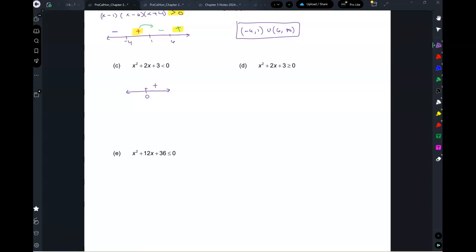Does it depend? What will it be if it's negative 1? What if you put negative 10? It's always going to be positive. The reason why it's always going to be positive is... How do you know this?